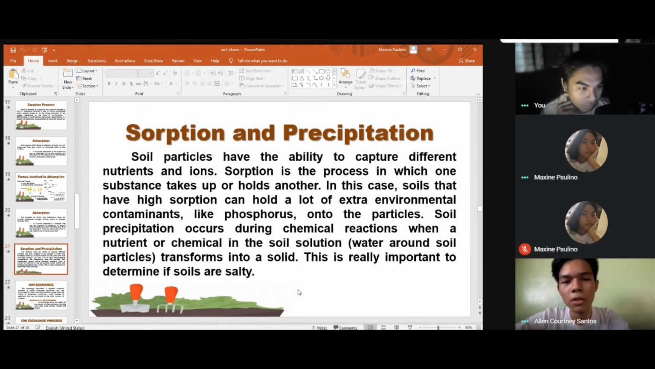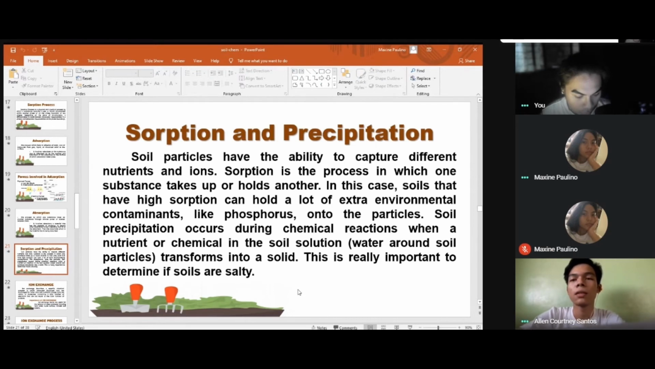Absorption and precipitation. Soil particles have the ability to capture different nutrients in soil. Absorption is the process which moves one substance into another. So soil particles have the capacity to capture different nutrients in ion form. These ions are the nutrients that have charge.